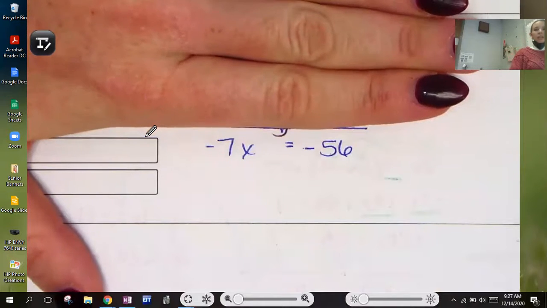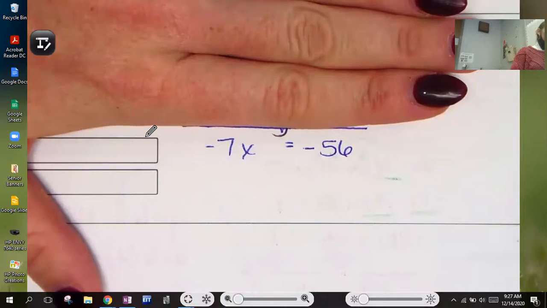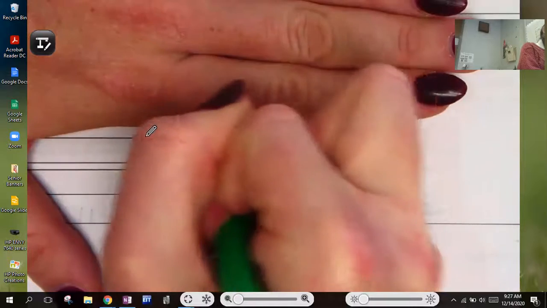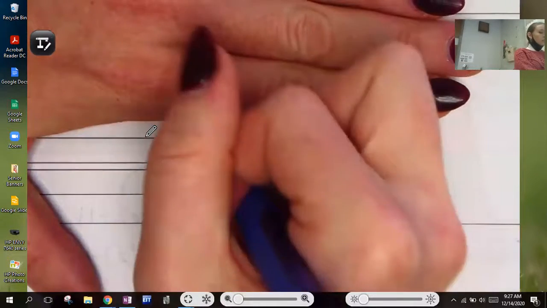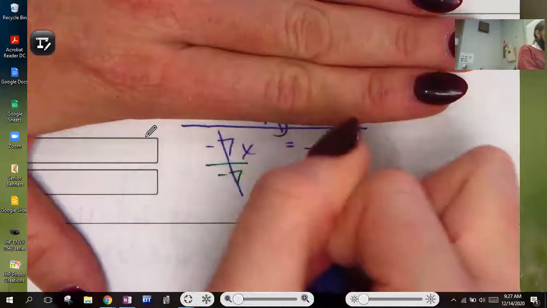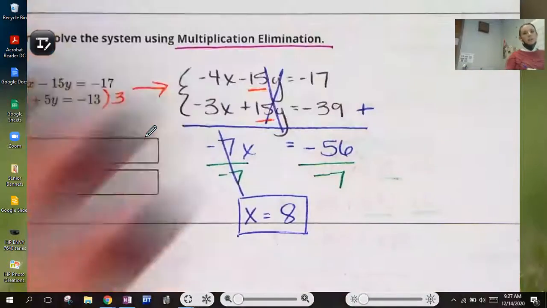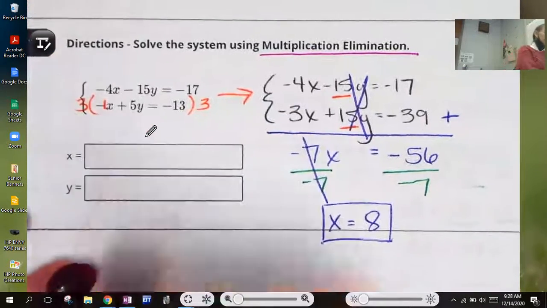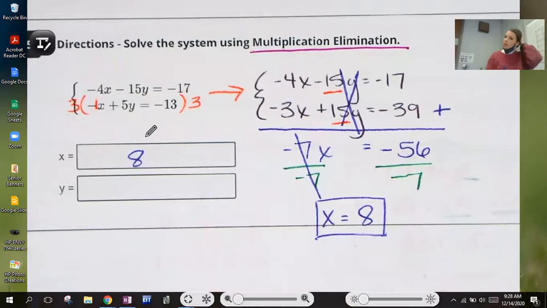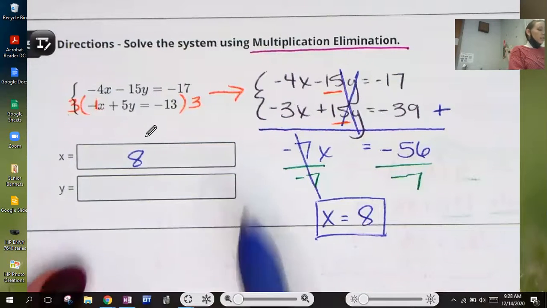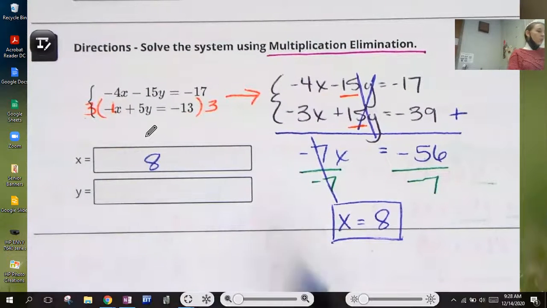How do I get that x by itself? Divide by negative 7. Those cancel. And x equals 8. Yes, I know I'm going fast, but you can slow this video down. You can stop it and take notes. All right, we're not finished. We have to find y.